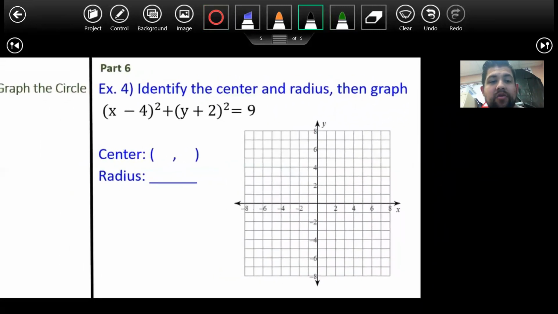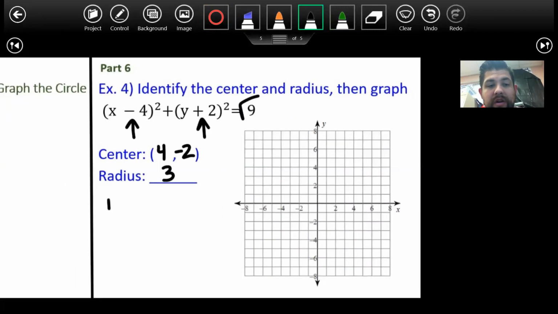In this case, I'm going to pull my h value from my -4. This is going to give me +4 for my center. My +2 will be -2. Always do the opposite. And then to find my radius, I'm going to take the square root of 9, which happens to be 3.